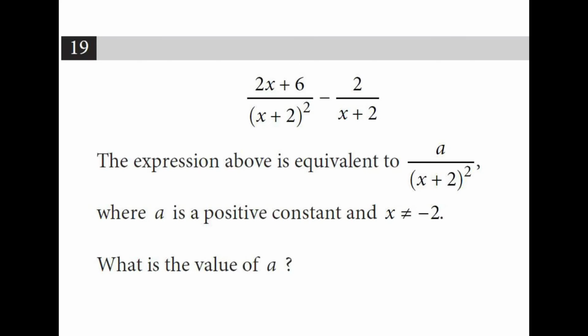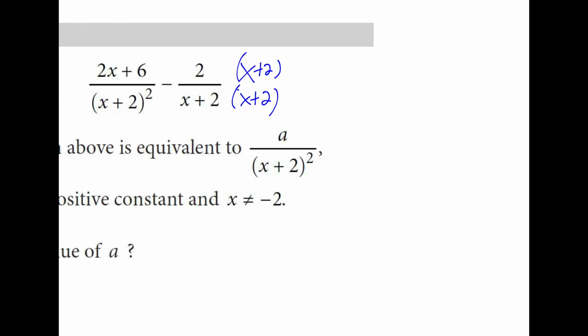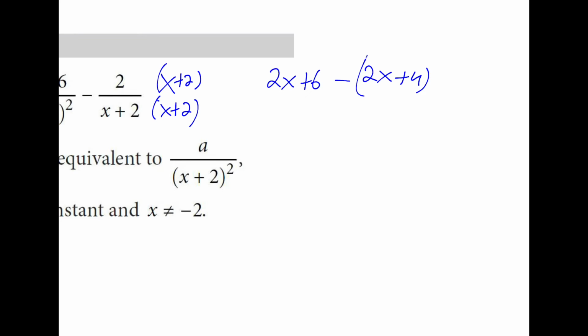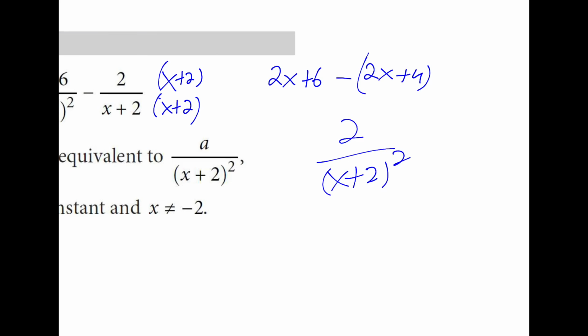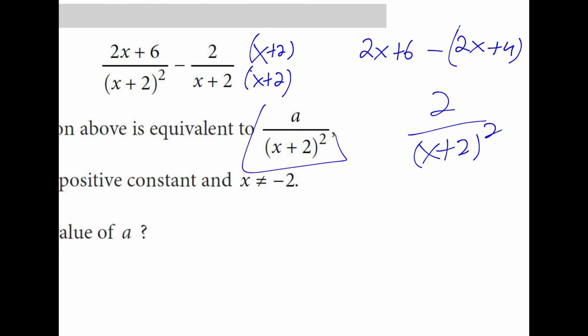To get the denominator to be the same, I'm going to multiply by x plus 2 over x plus 2. Now they have the same denominator, I can add straight across, or in this case subtract straight across the top. So I have 2x plus 6 minus 2x plus 4. So the 2x's go away, and 6 minus 4 is 2, so I'm left with 2 on the top, and it's all over x plus 2 squared. Now they're telling me that it's equivalent to this, so a is equal to 2.